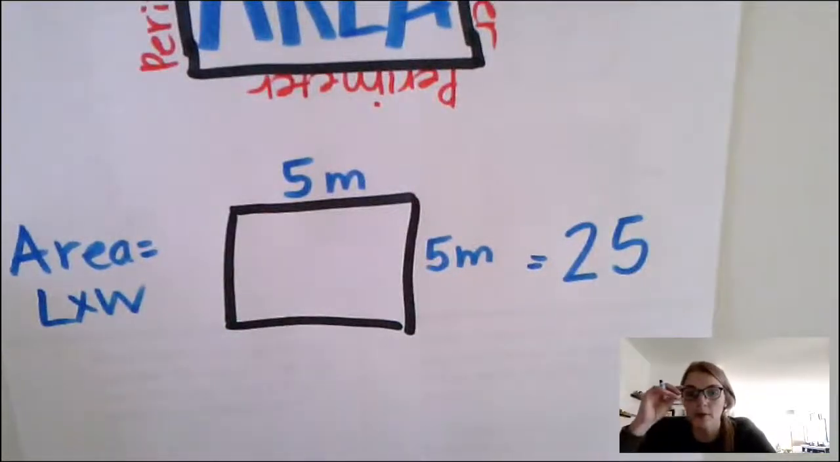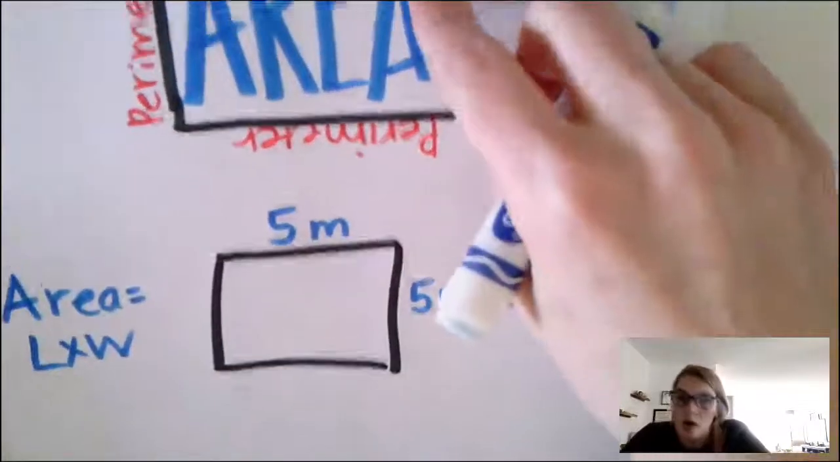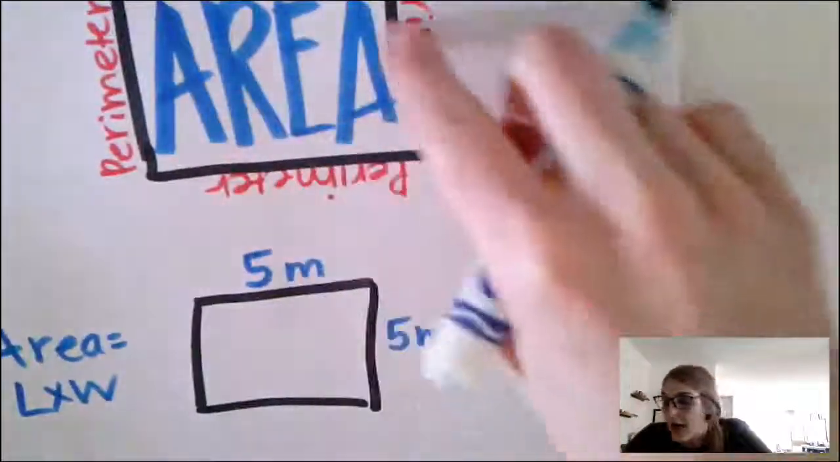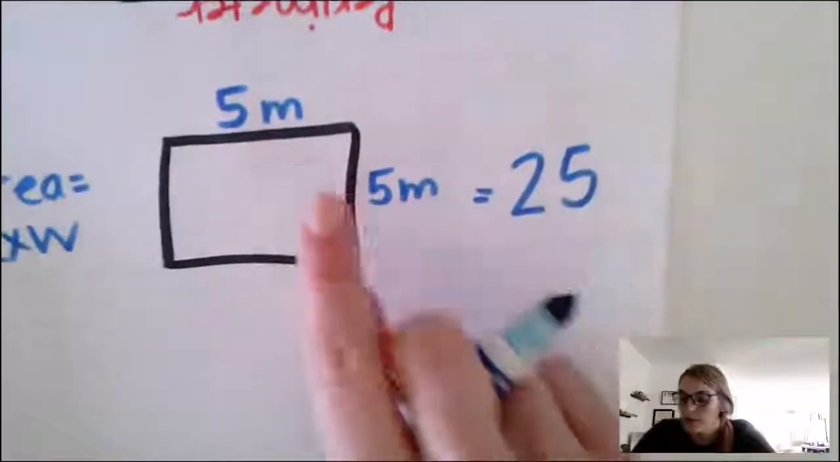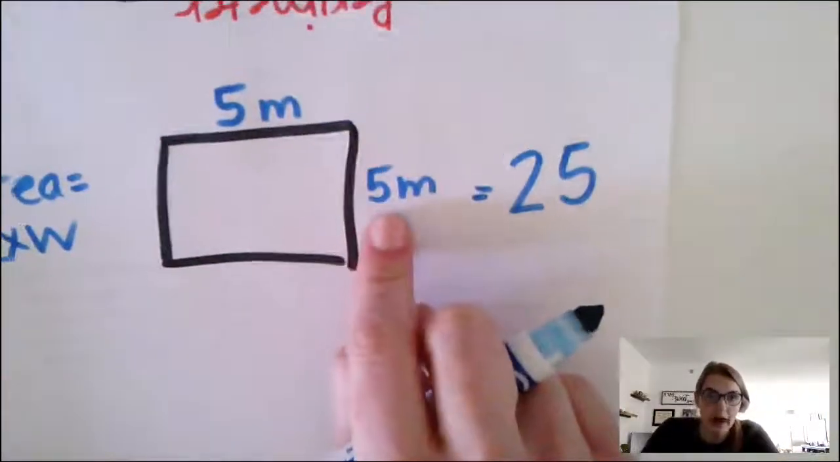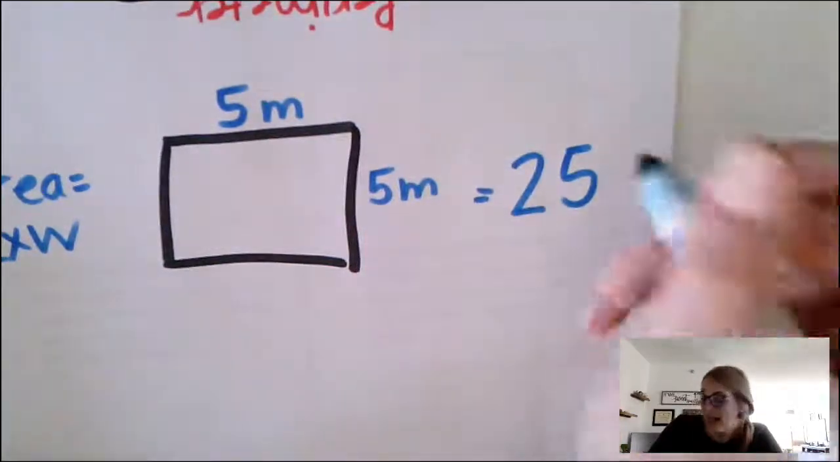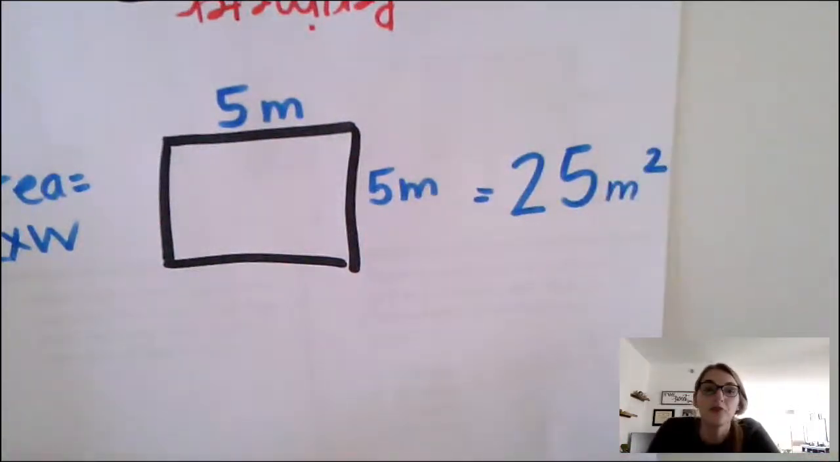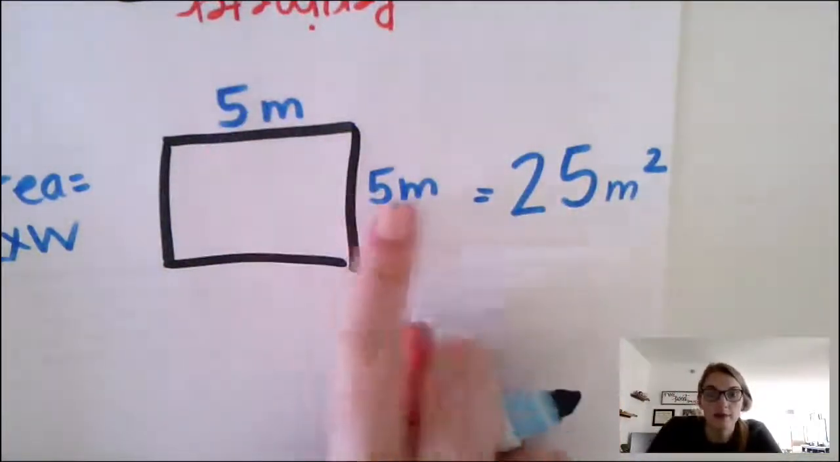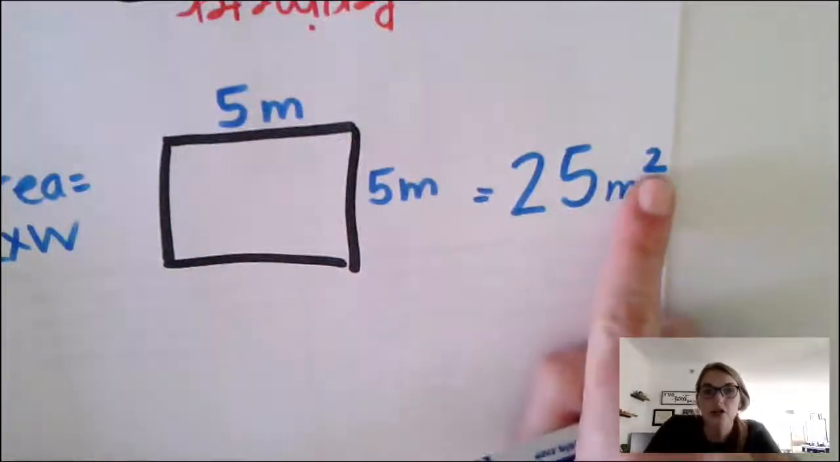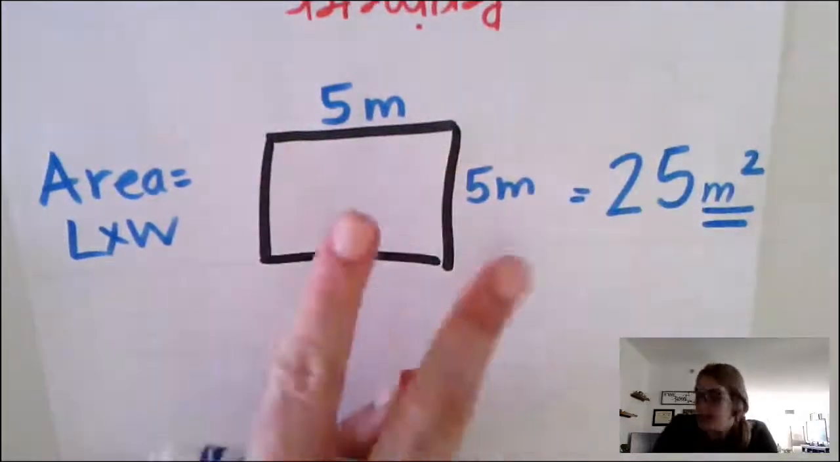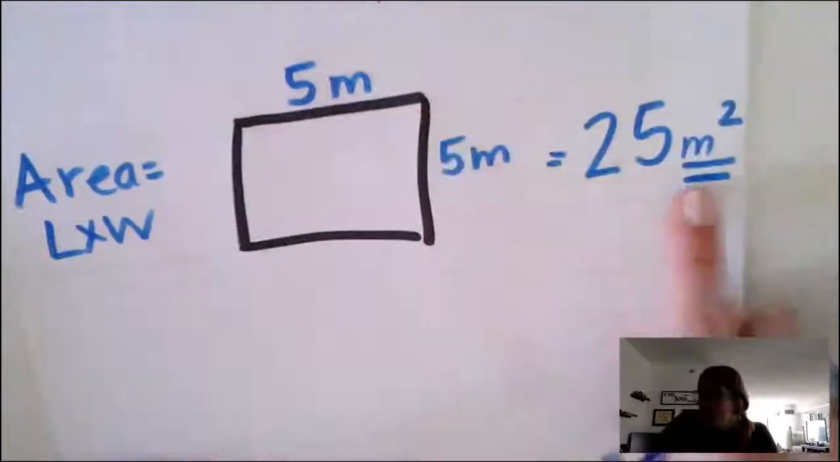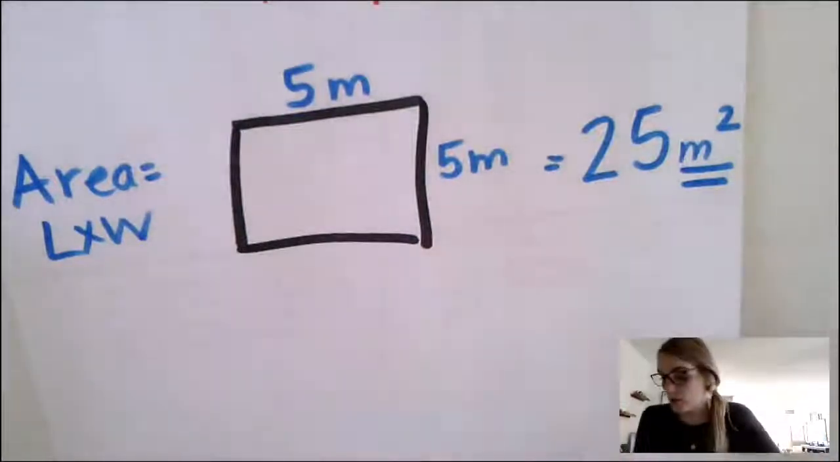The other important thing to remember when talking about area is that because we are talking about the surface area, how much is inside, we're talking about square units. Notice because I'm saying 5 times 5, that means 5 times 5 squared. We multiplied 2 times, which means our answer would be 25 meters squared. We're always talking in those square units when we're talking about area.